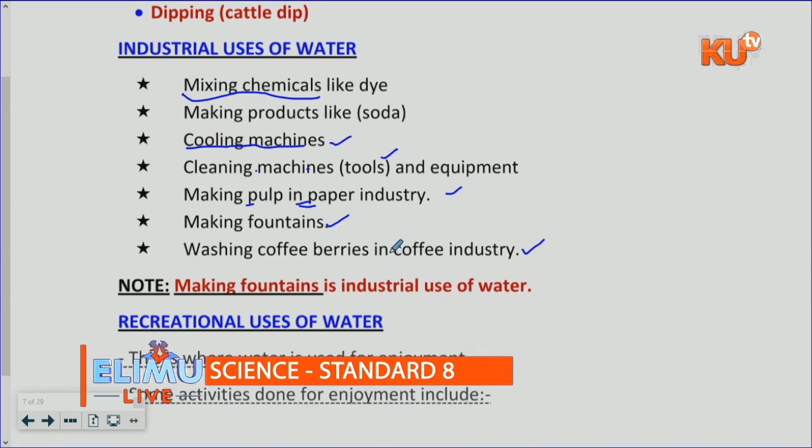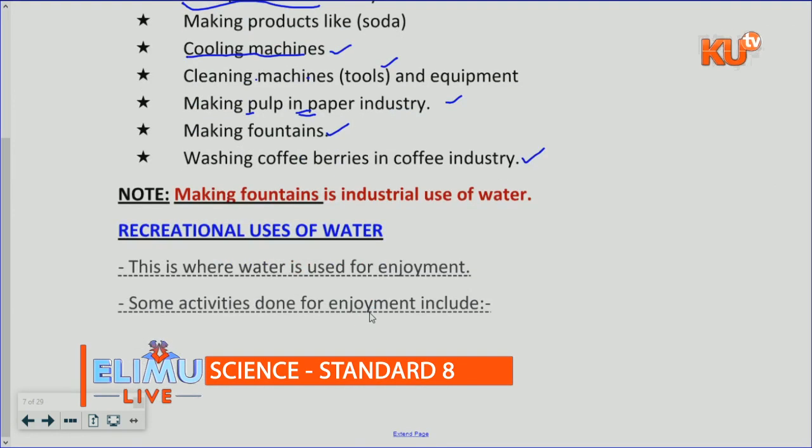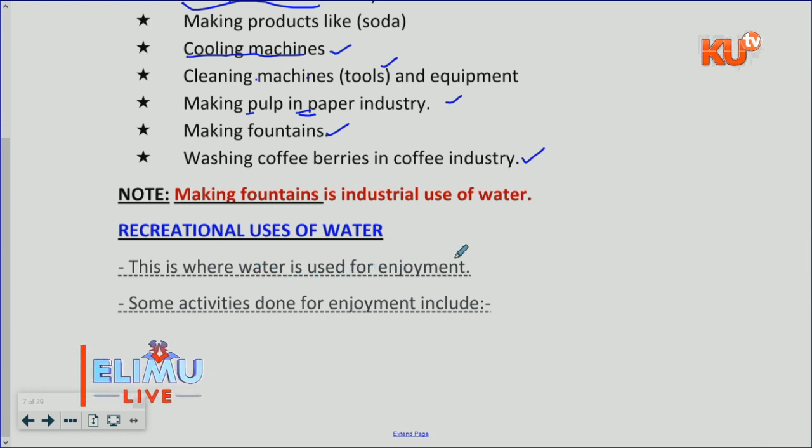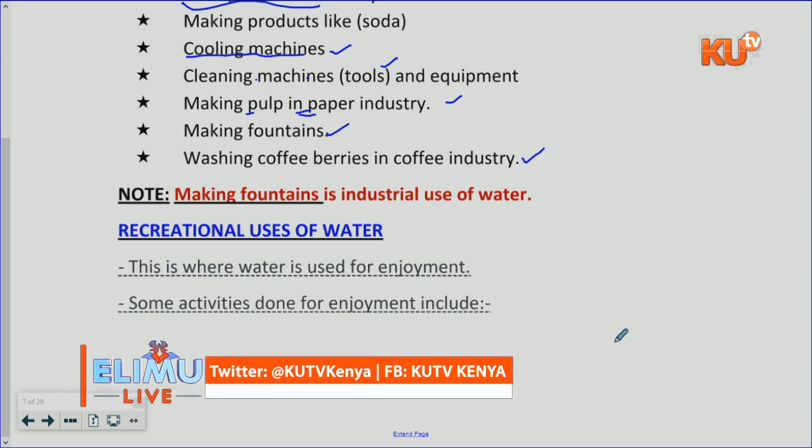Okay, let me now go to that recreational use of water. Recreational uses is where we use water for enjoyment. We just go there when we have leisure time. This one is for leisure purposes. Leisure time is anything that you do apart from your work. When you are very tired, you have done some work, you can go and enjoy yourself. So recreational uses of water is where water is used for enjoyment.